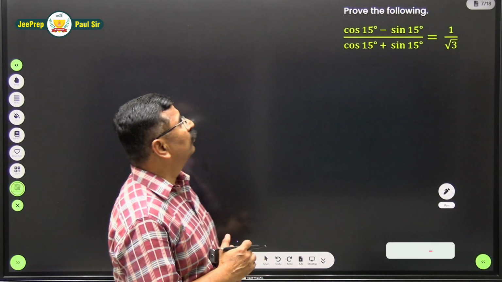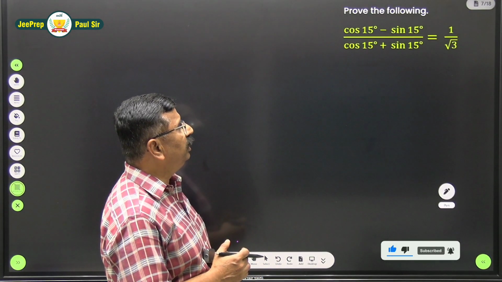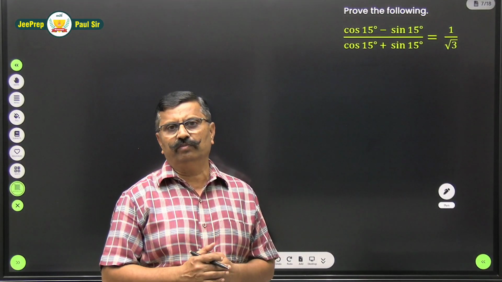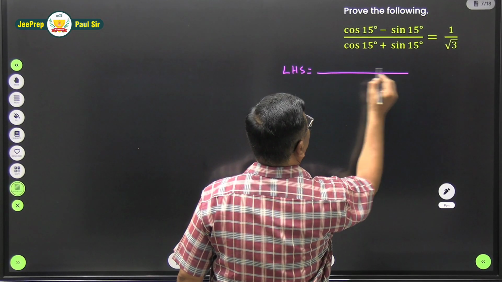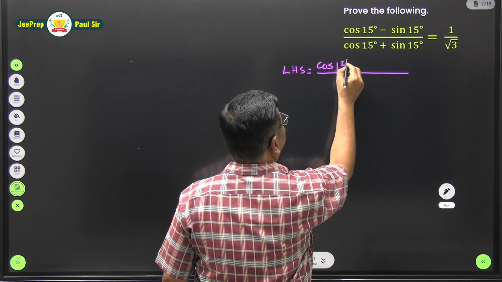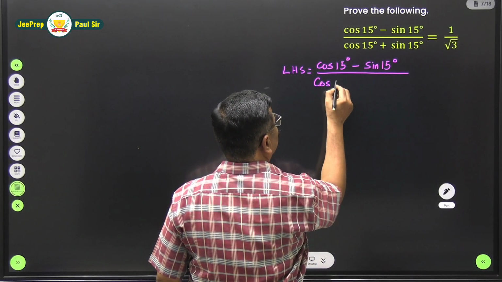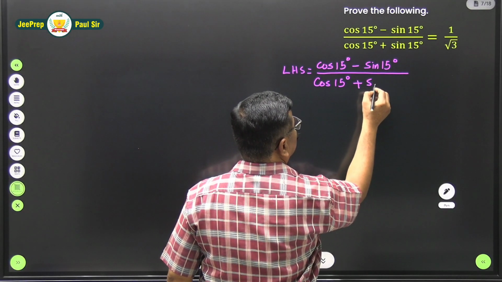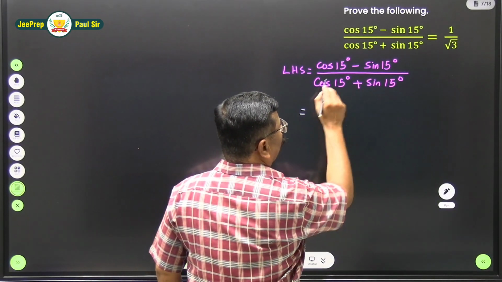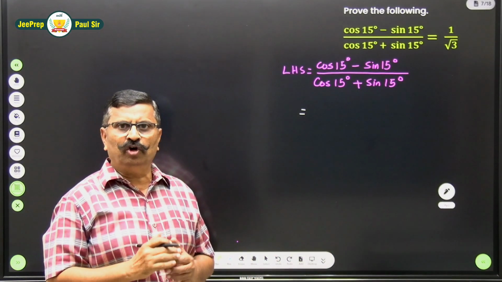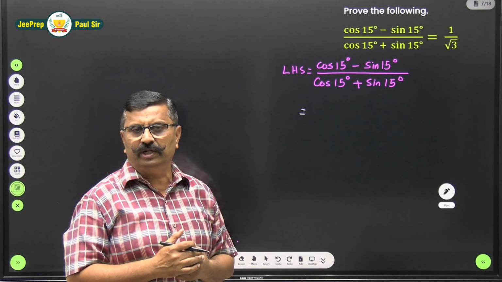Now the problem is, prove the following: cos 15 degrees minus sin 15 degrees divided by cos 15 degrees plus sin 15 degrees is equal to 1 by root 3. Let's start with LHS. So LHS is equal to cos 15 degrees minus sin 15 degrees divided by cos 15 degrees plus sin 15 degrees. Now what we will do here, we will divide numerator and denominator by cos 15 degrees so that we will get tan 15 degrees in the numerator and denominator.